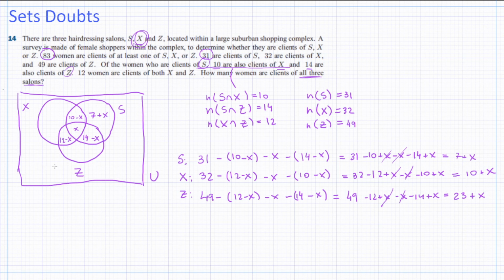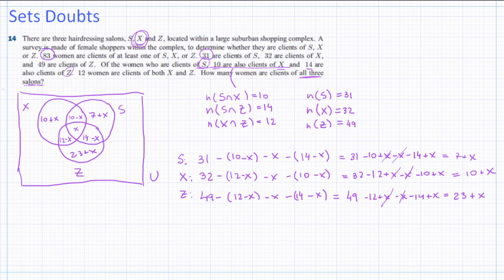So now we know exactly how many elements we would have, so how many clients we would have in each saloon, right? Well, now let's go back to our question. So how many women are clients of all three saloons? So you might ask yourselves, okay, I've got loads of X's everywhere, but how am I going to calculate this?